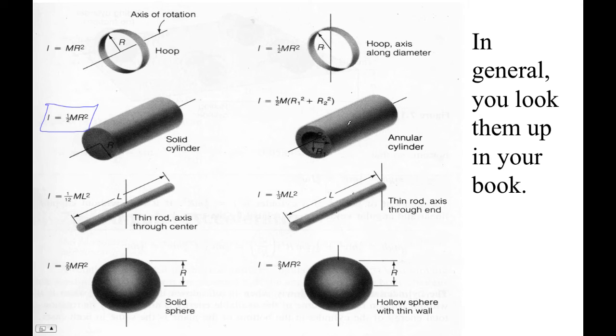And then, if it's an annular cylinder, that is, it's got a cylindrical void in the middle of it, you just go 1/2 mr squared plus 1/2 mr squared. Shouldn't it be minus? Seems like it should be minus. I've never noticed that. I've never really looked at that. I assumed they had that right. And it would be R1 squared or R2 squared minus R1 squared.